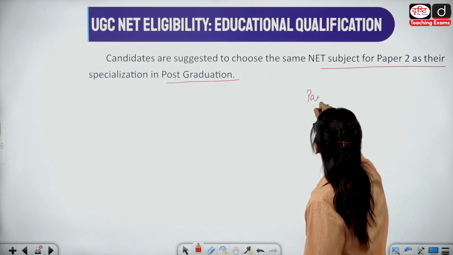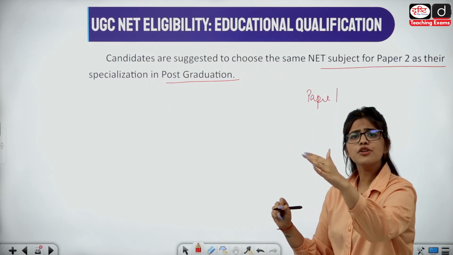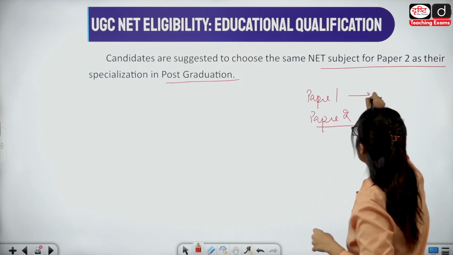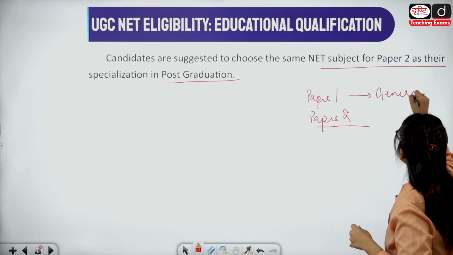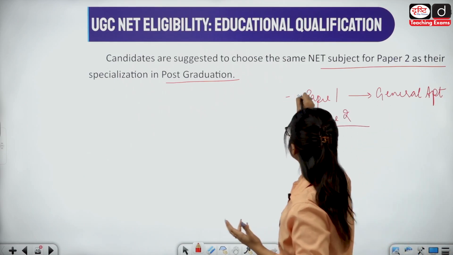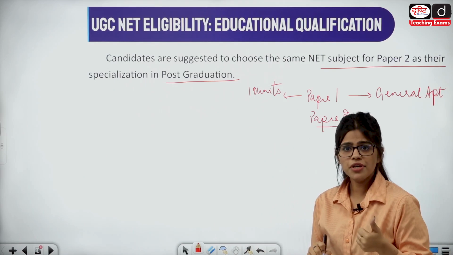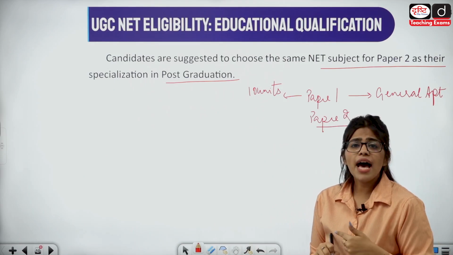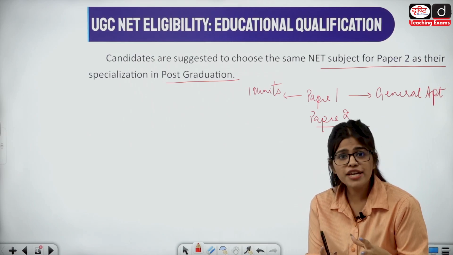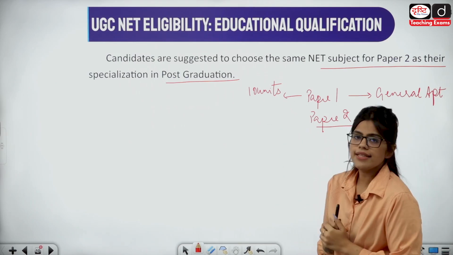As I told you, there are two papers in UGC-NET. Simultaneously, you have to give these papers: paper 1 and paper 2. Paper 1 is the general paper. It's the general aptitude paper which has 10 units, like teaching aptitude, environment, logical reasoning, mathematics, and communication. These are the important units that we have. There are 10 units, right?